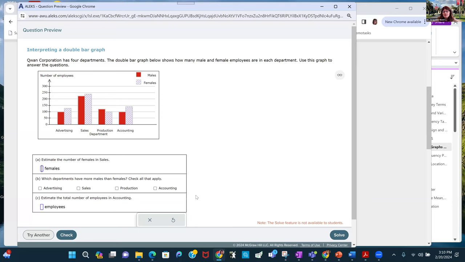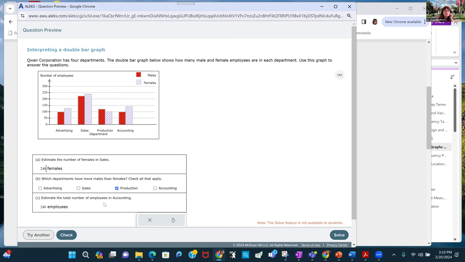And hopefully they have some kind of good, if you put 235, hopefully it would still take it. But if not, these questions just aren't that big of a deal, right? It's more about understanding. If you put like 239, it's still a reasonable guess. And which ones have more males than females? So that's where the red bar is higher than the striped bar.